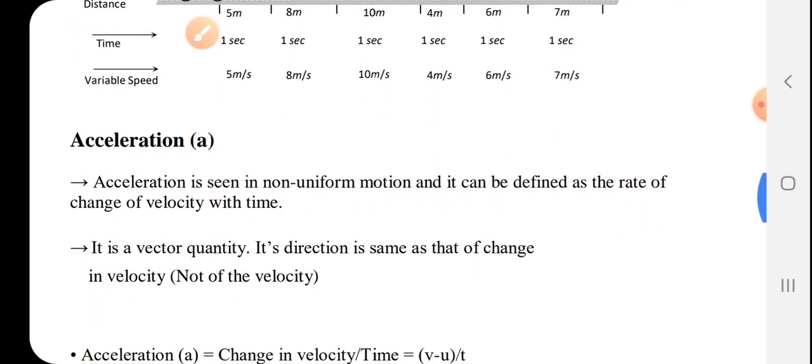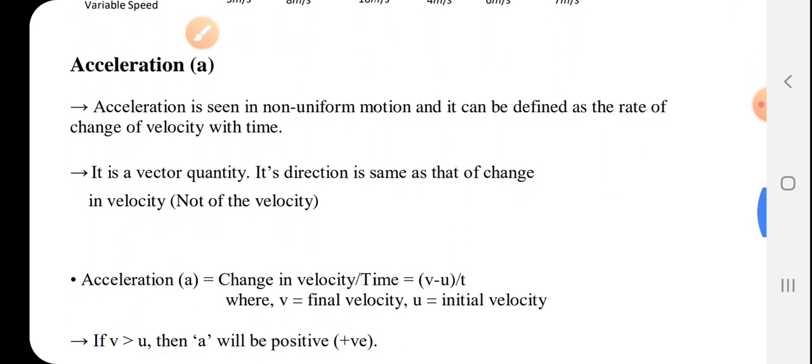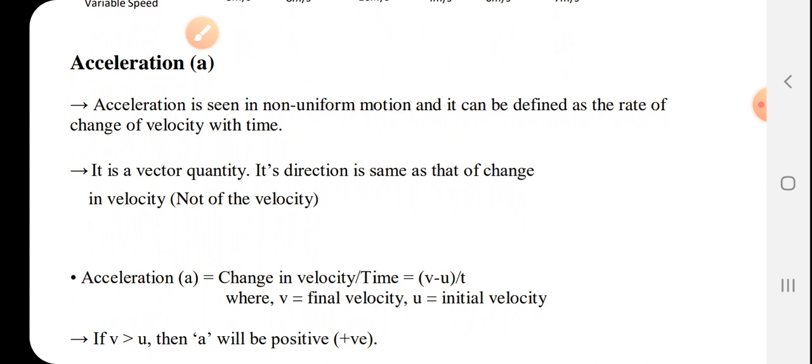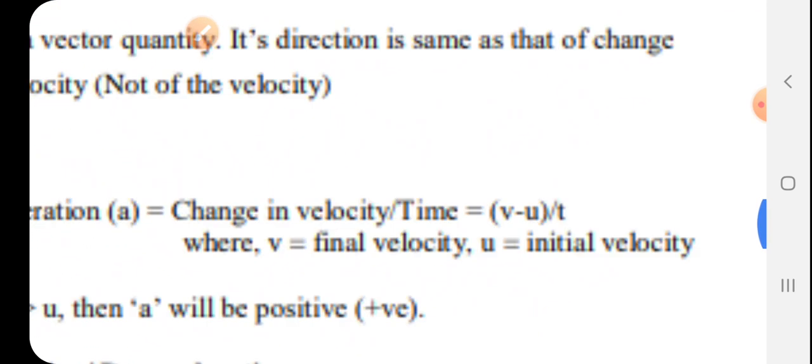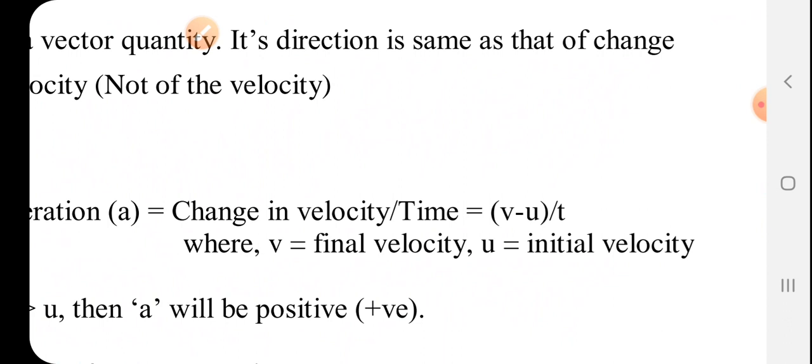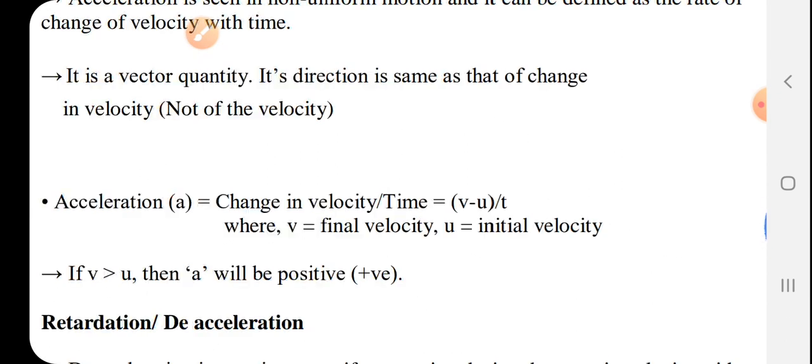So the next heading is acceleration. Students, acceleration is only required to be calculated when there is a change in velocity. It means for non-uniform motion, the value of acceleration is equal to the change in velocity over the time interval. We can represent acceleration by v minus u upon t, where v is the final velocity of the particle and u is the initial velocity of the particle.